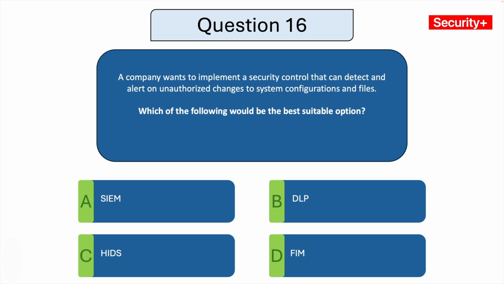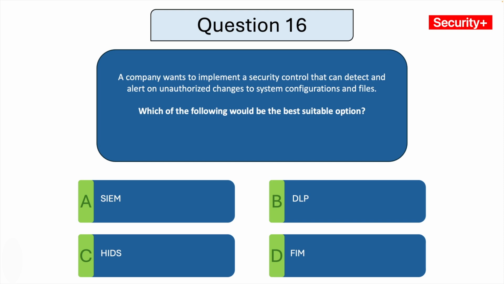For A, SIM, security information and event management. This is designed to collect logs from various sources and detect anomalies, but there's a better answer. B, data loss prevention. It's focused on preventing unauthorized data exfiltration, not necessarily changes to data, although it can. It's not what it's designed for out of the box, and also system configuration too. For C, HIDS, that's going to be host intrusion detection system. That's designed to detect malicious activity on hosts, so ruling that one out.